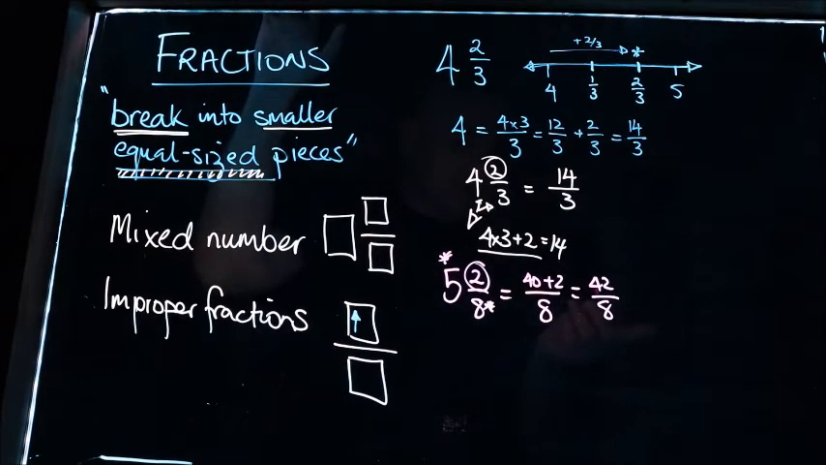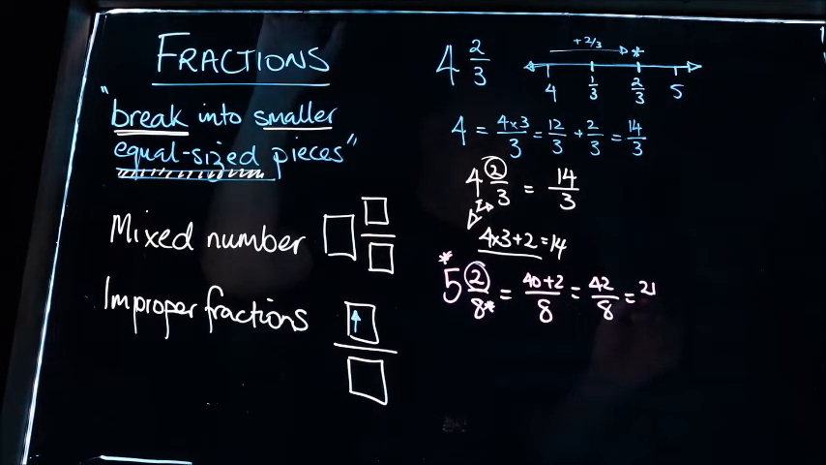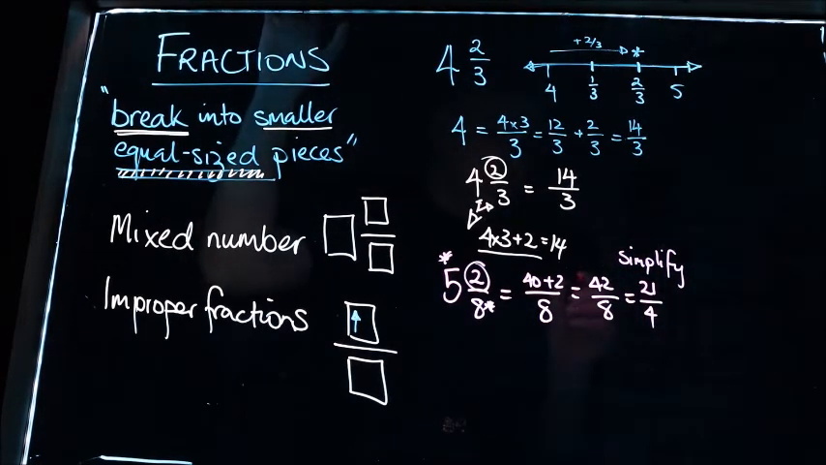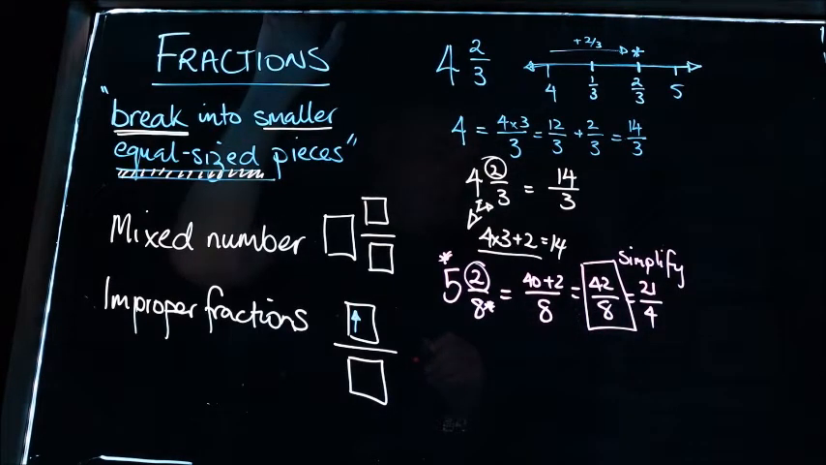Maybe there's the opportunity here to do some work, because I can see that they're both even numbers. So that could be the same thing as 21 over 4 if you're asked to simplify. Okay, you may not be asked to, and it may be okay to leave it in this form here. So just be careful what the question says.